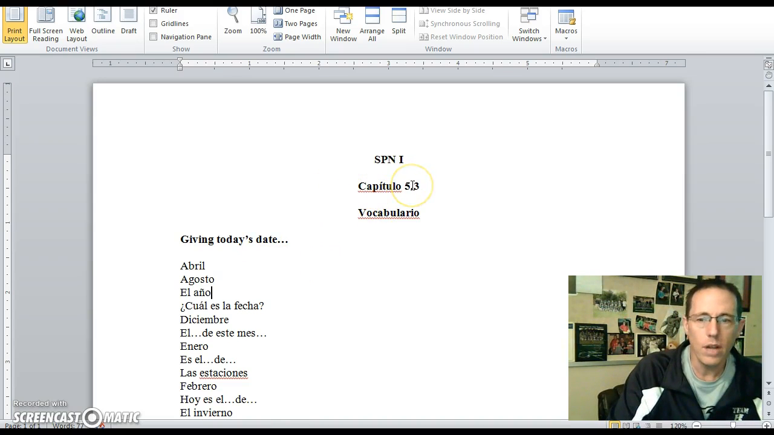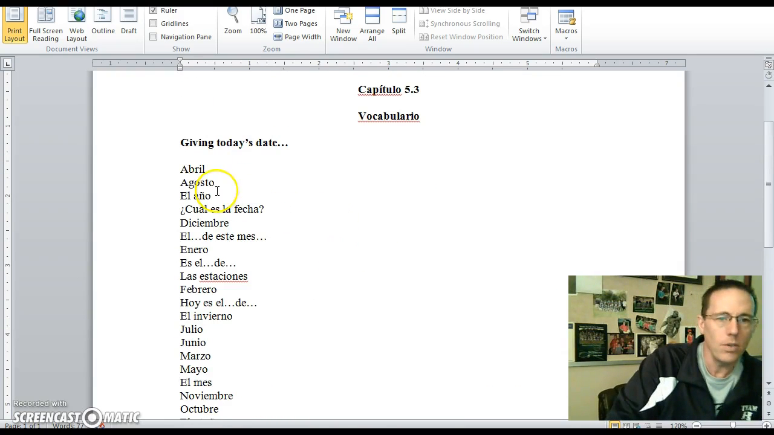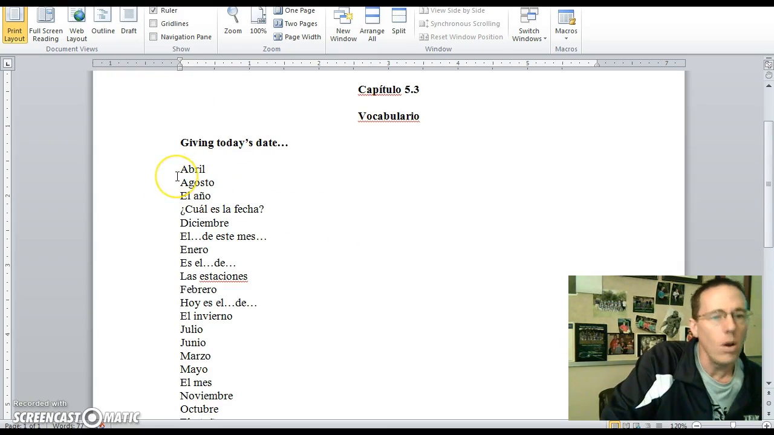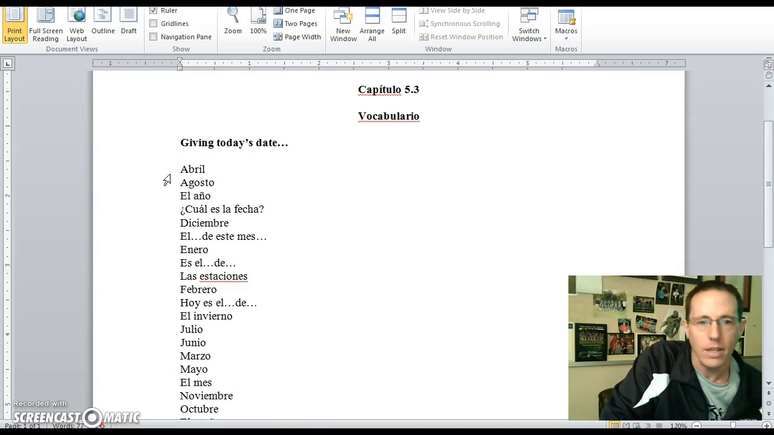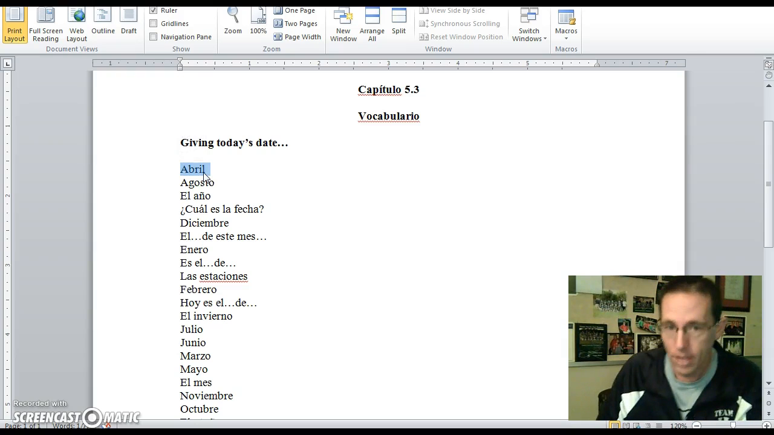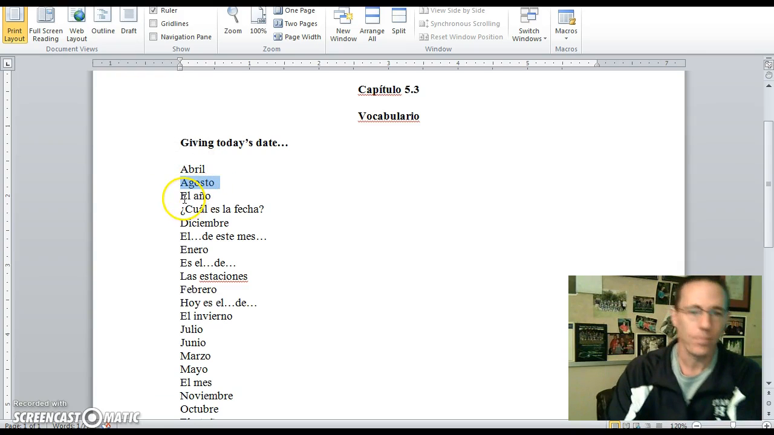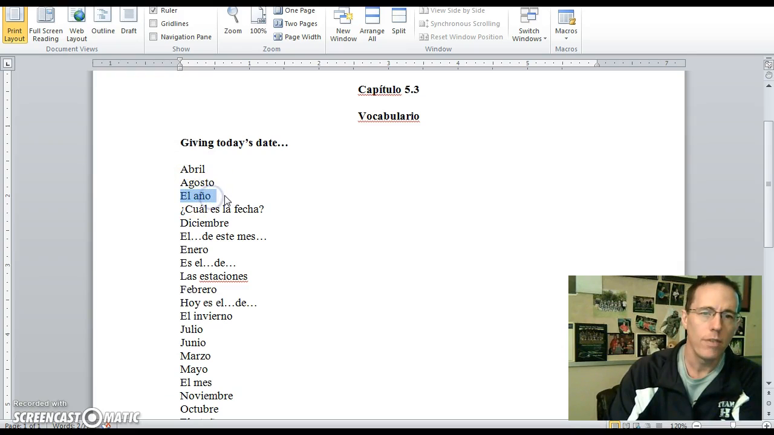Capítulo 5.3, section 5.3. Giving today's date is the title of all of this. As you can see, there's quite a bit of it. Let's just walk through some pronunciation. You're going to notice, first thing, there's a lot of cognates, right? A lot of words like, obviously, the word abril. It looks kind of like the word April, and of course, it means the word April. So you're probably thinking, yeah, there's probably months of the year in here, too. And that is correct. Agosto, of course, as it looks, August. El año is the word for year or the year.